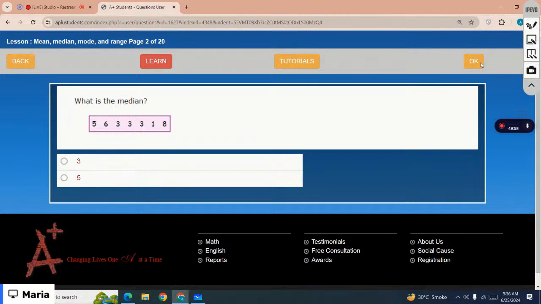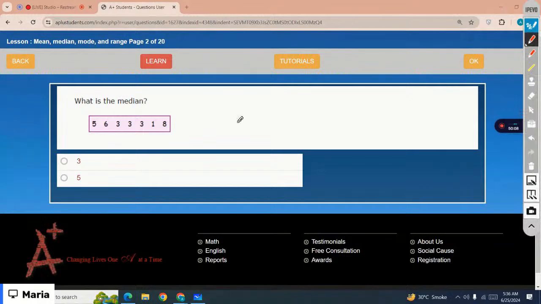What is the median? Median is the number that divides the data into two exactly equal groups, right? You have to arrange them from least to greatest. Let me just arrange them: 1, 3, 3, 3, 5, 6, and 8. So the median is exactly the middle number; before the median you have, and after the median you have exactly the same number of values, right? So the correct option is 3, the median. Option number 1 is the correct option. Got it?